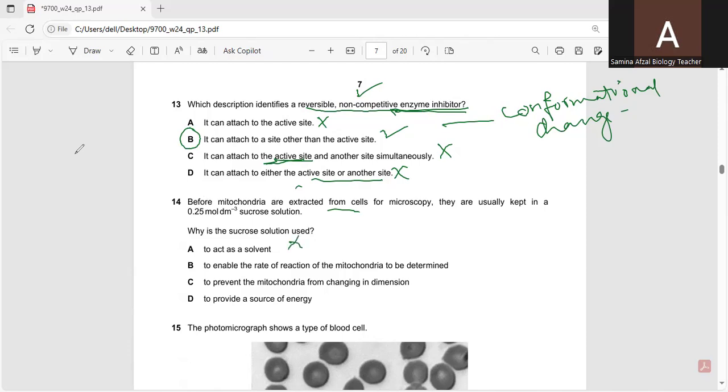To enable the rate of reaction of the mitochondria to be determined. Again, this is not correct. The primary goal of the extraction for microscopy is to preserve the organelle's structure. To preserve the organelle. Which organelle? The mitochondria.